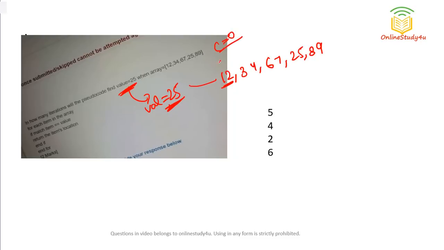First of all we compare 25 with the first element, that is not equal. We can have a count, initially 0. After this comparison that will be 1. Again we compare here, so that will be 2. Again we compare, so that will be 3. Again we compare here, so in the fourth iteration we got this particular match. So option B will be the correct answer for this particular question.